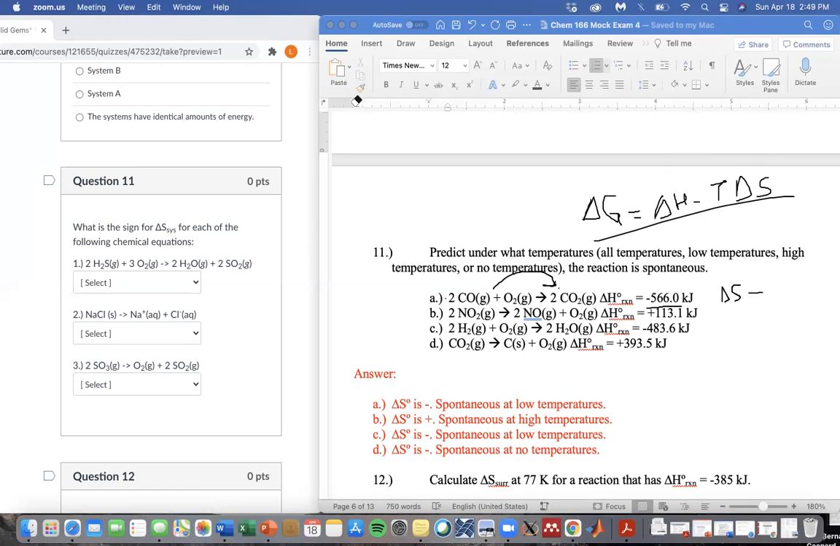For the next one here, you have 2 NO2 gas going to 2 moles of NO and 1 mole of O2. And so your delta S is positive. But your delta H here is positive as well. So you have positive delta H and positive delta S, but you're subtracting this. So what you really want is for this T delta S value to be really, really large, so that it's so negative it outweighs the positive delta H and gives you a delta G that's negative. The only way to get this value really large is to have a really high temperature. And so in order to be spontaneous, you have to be at high temperatures for B.